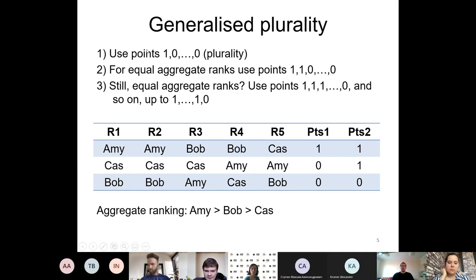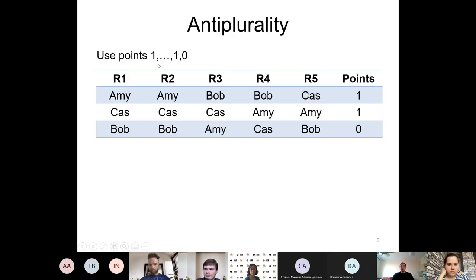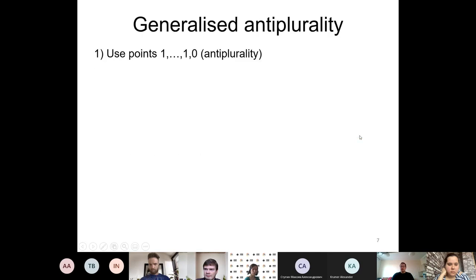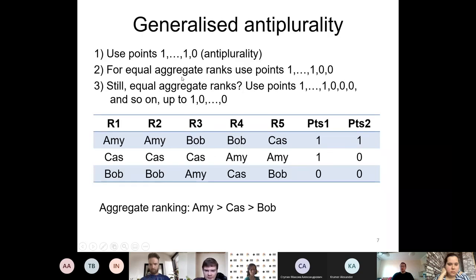And scoring rules are those generalized scoring rules that have only 1 round of tie breaking. Anti-plurality is similar to plurality, but we start with the last position, and so the points vector is 1, 1, 0. And generalized anti-plurality is also similar to generalized plurality, but we start with the anti-plurality vector. In the case of ties, we use a vector with 0, 0, and then all ones, and so on. And in the last round, it will be just the plurality scoring vector.